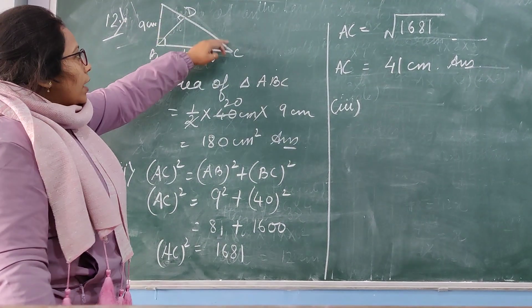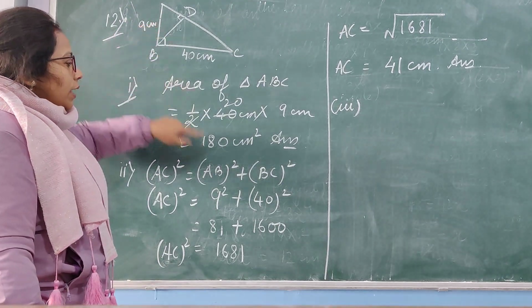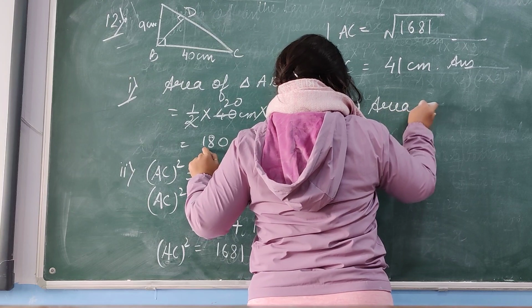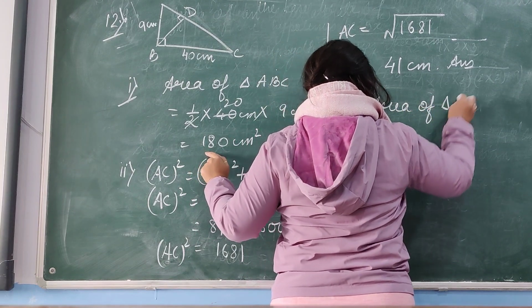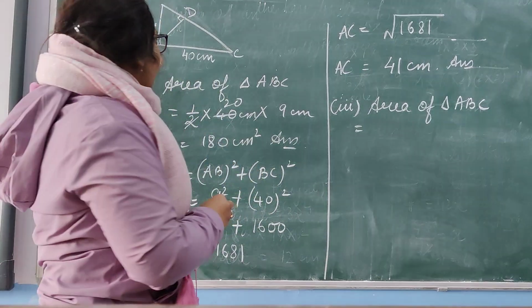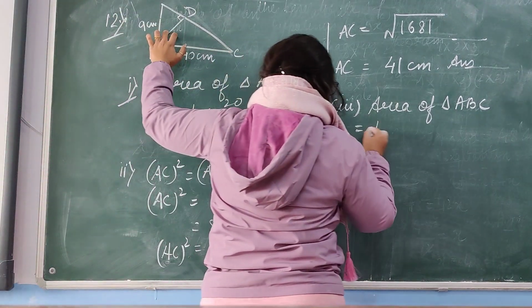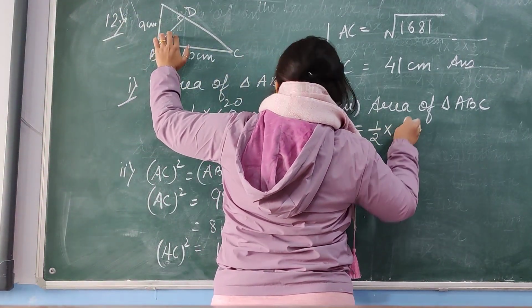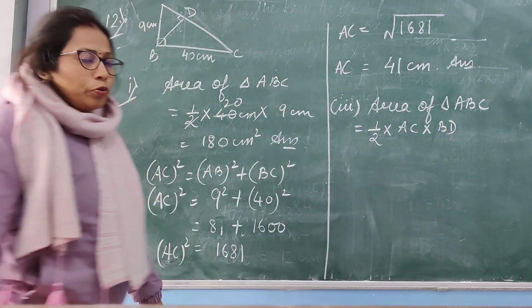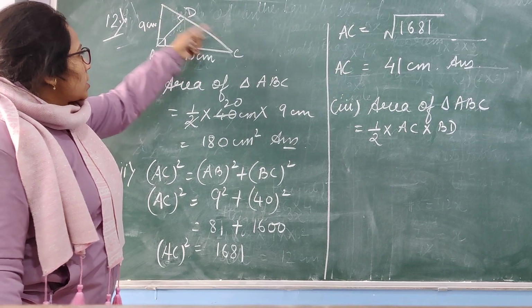And this is a triangle. We know the area of the triangle is 180. If we write the area of this triangle, can we use this formula to calculate it? Can we use half into base as AC into height as BD? I hope we can use half into base into height.